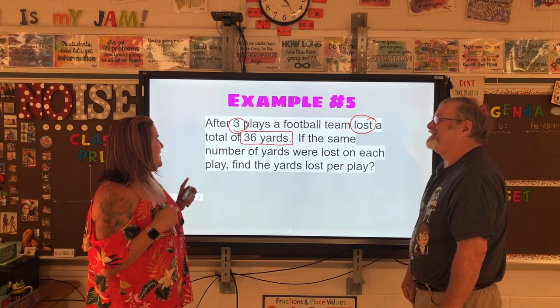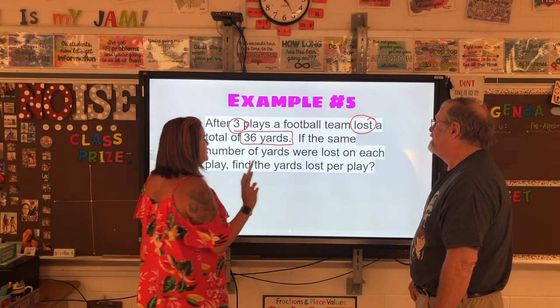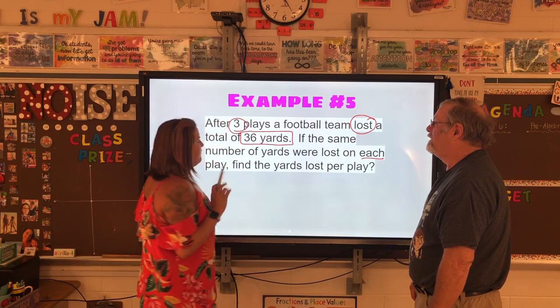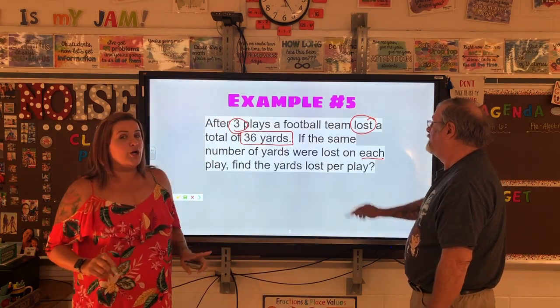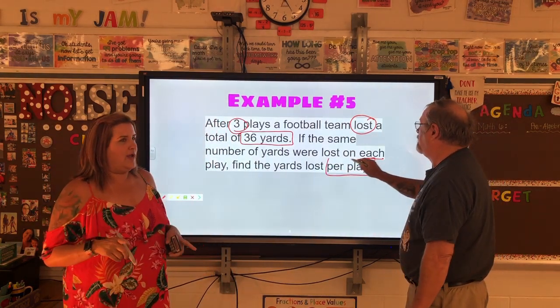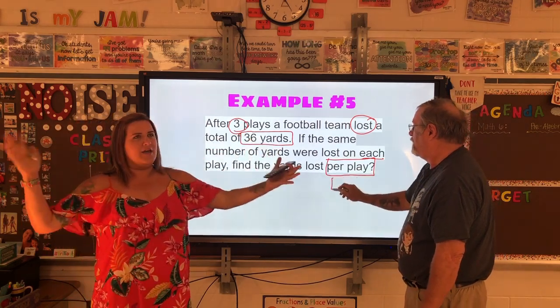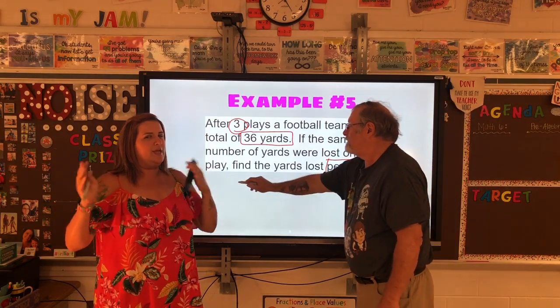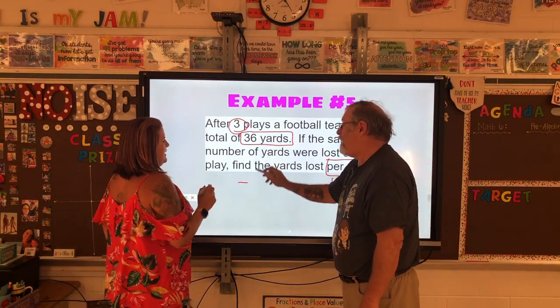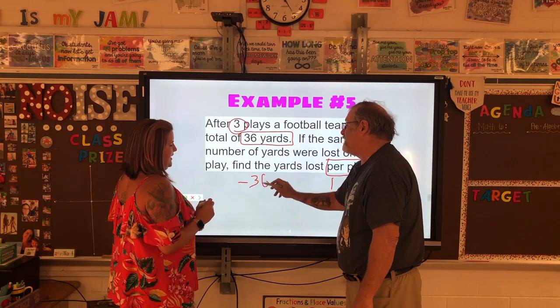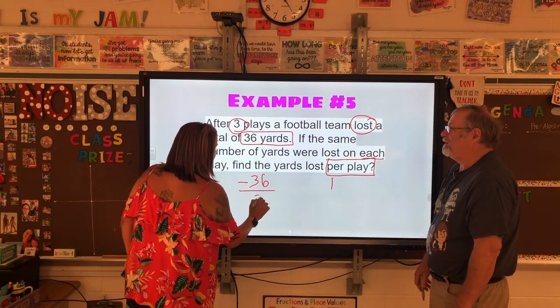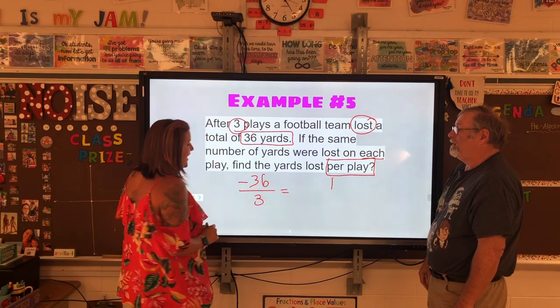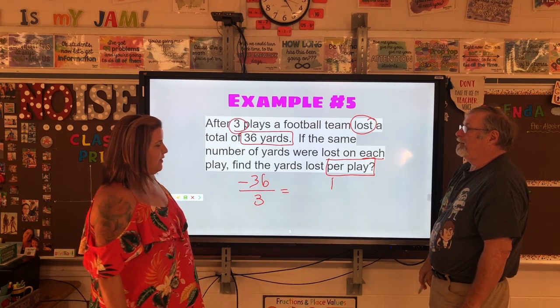It says if the same number of yards were lost on each play, find the yards lost per play, so per one, right? So I have a loss of 36 yards. I'm going to split it evenly between the 3 plays. So that's lost, so it's negative 36, divided by those 3 plays, and I can probably do this one without the calculator.